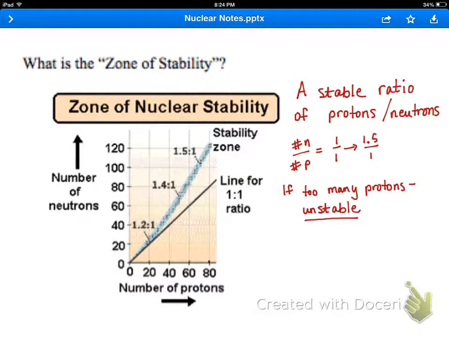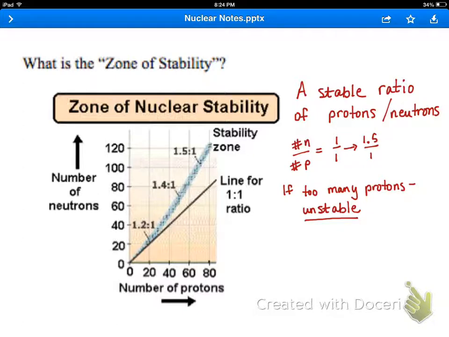There's something called the zone of stability, which is the ratio of protons to neutrons. So in this diagram you can see that here's the number of neutrons and here's the number of protons, and along this line is a ratio of 1 to 1, so 1 proton for every neutron. And it turns out that there's this zone that's in here where you have more neutrons than protons, so the ratio goes from 1 to 1 up to 1.5 neutrons for every proton.